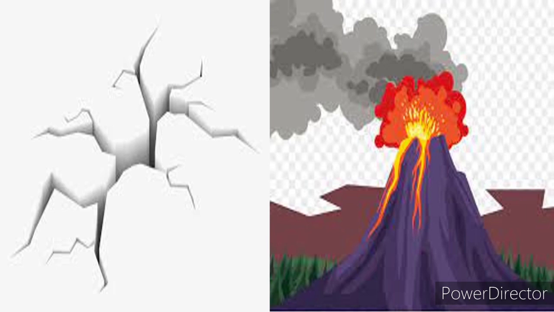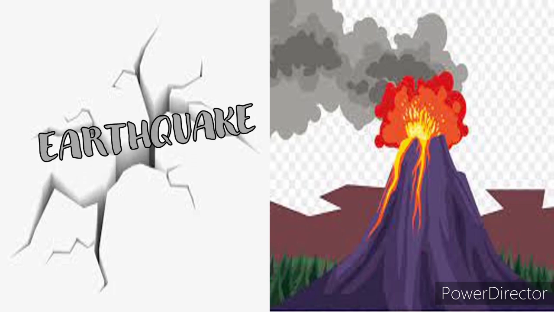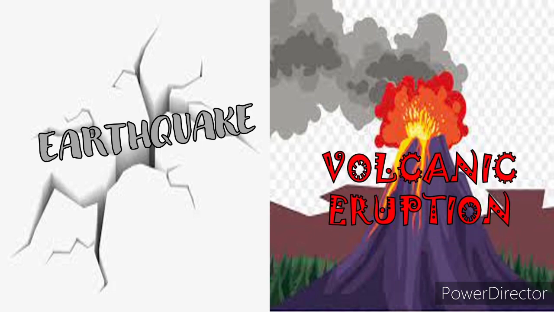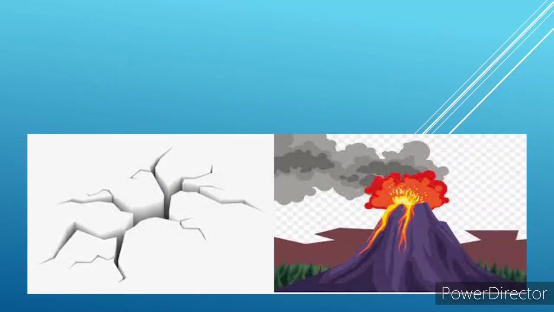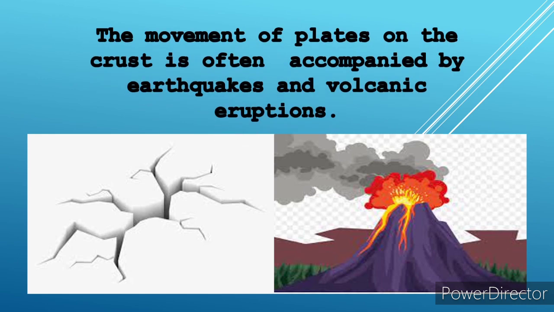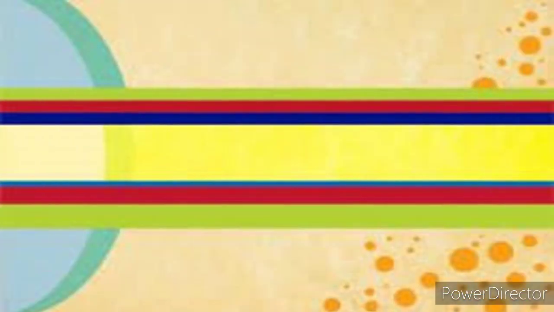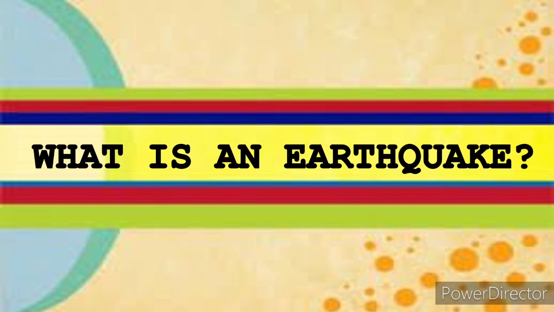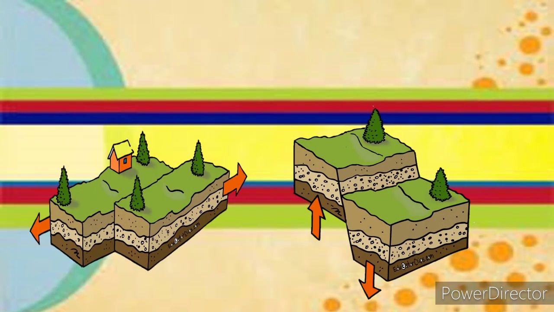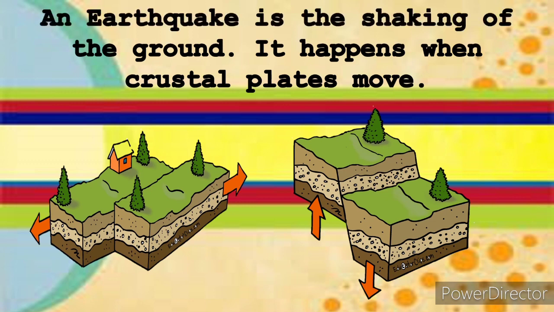What can you see on the screen? You're right, it's an earthquake and a volcanic eruption. The movement of plates on the crust is often accompanied by earthquakes and volcanic eruption. What is an earthquake? Do you know what an earthquake is? An earthquake is the shaking of the ground.